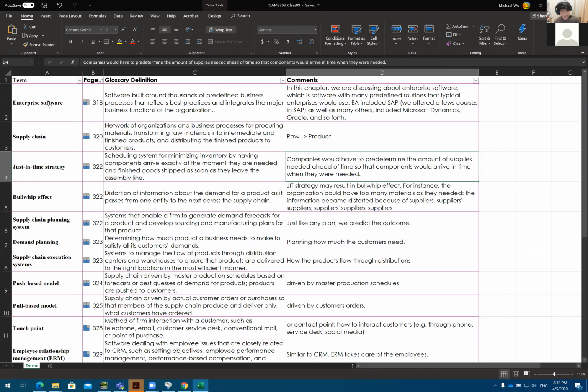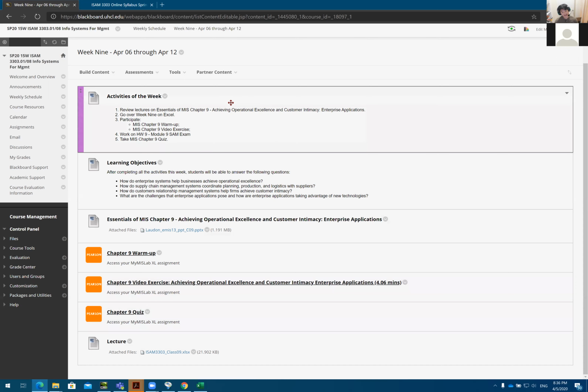Okay, so let's go over this one. This chapter is about applying and utilizing enterprise software. The title of this chapter is Achieving Operational Excellence and Customer Intimacy through Enterprise Applications. Enterprise software is another term for enterprise applications. The most important thing is customers are always right. Customers come first in businesses because without customers, there's no money involved. They cannot earn any money without any customers.